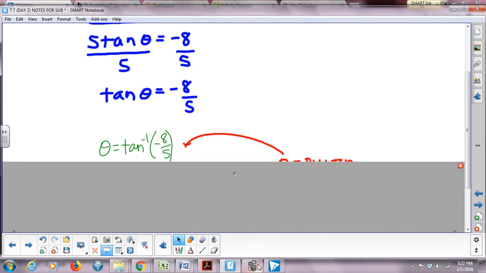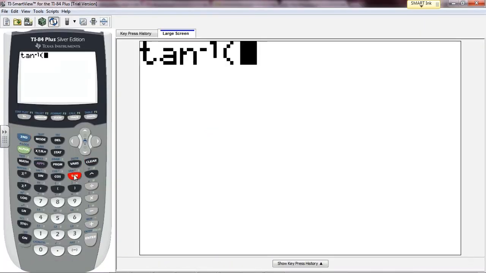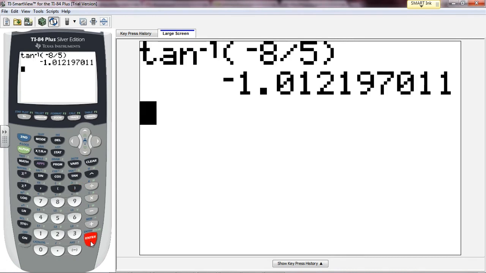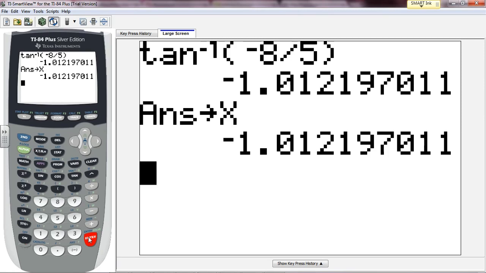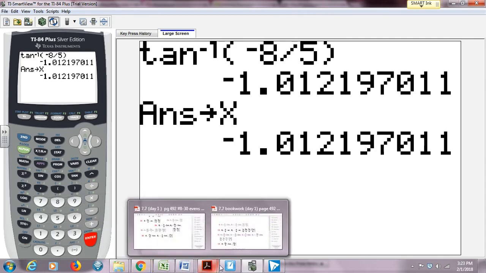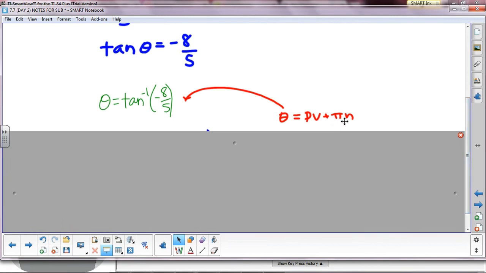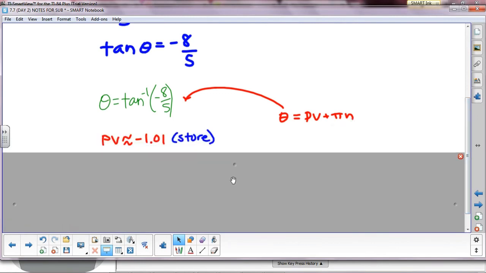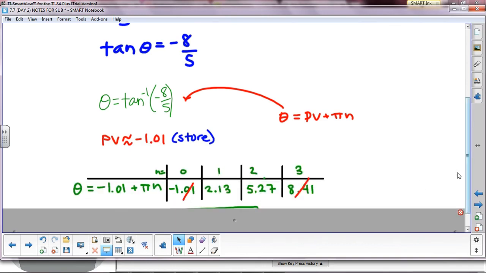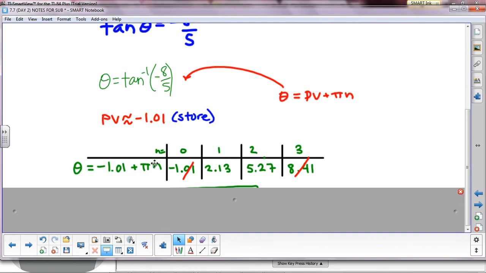So in your calculator, do the inverse tangent, second tangent of negative 8/5. And go ahead and store that as x. Tangent only has one general solution, so you're only going to have to store this one thing. It's only for sine that you'll have to store two different things. So now remember, our general solution for tangent is just PV plus pi n. And so we already stored negative 1.01 as x. And so then your general solution is negative 1.01 plus pi n.